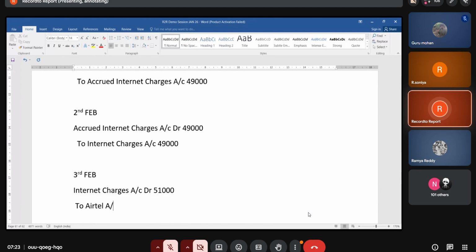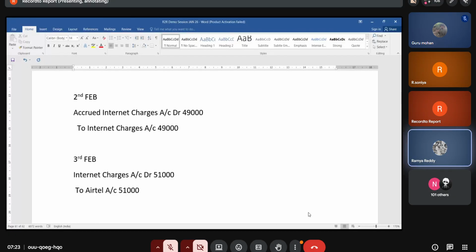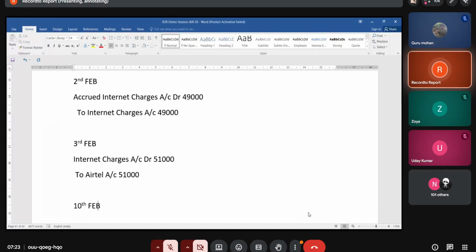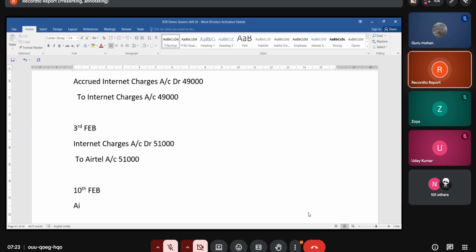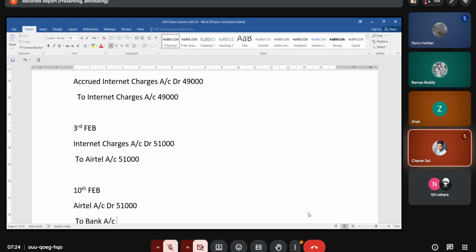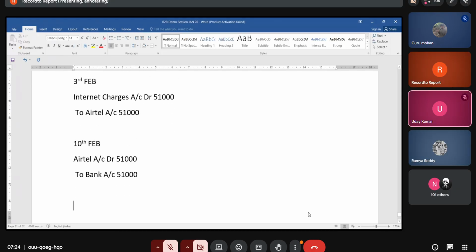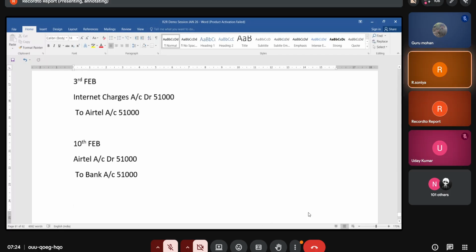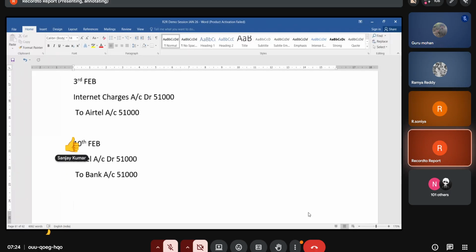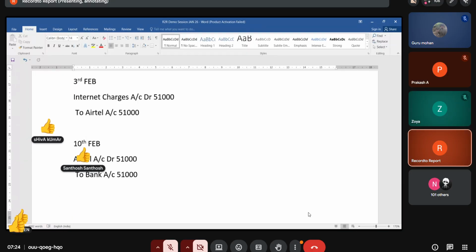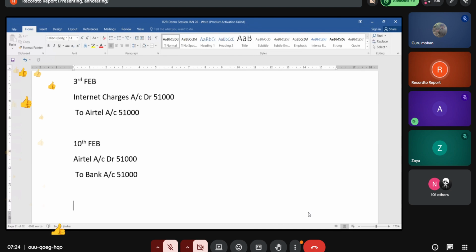Who is the service provider of internet for this particular company? Airtel. So when they made the payment on 10th February, to whom did they make the payment? Airtel. Airtel account debit to bank account. Okay, let's understand. It's clear. Okay, fine. Thank you, guys.